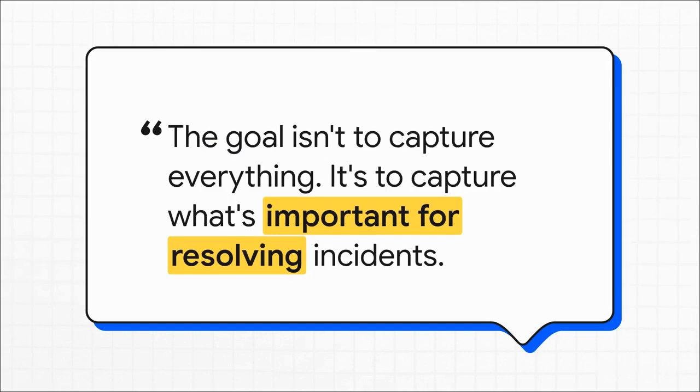You know, this quote really just nails it. We have to change our whole mindset. More data isn't always better data. The real goal is to have the right context, the important stuff, ready to go when things break. It's not about hoarding every single byte of telemetry just in case.